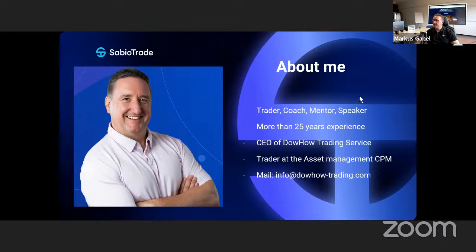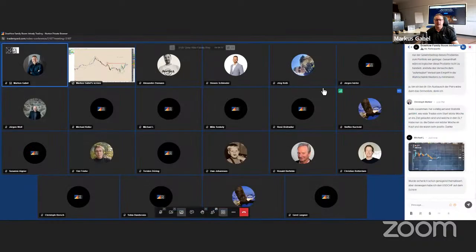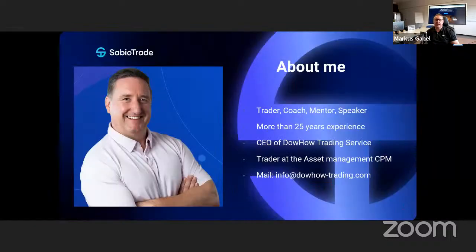I show you, for example, my trading room. So you see, for example, that's my trading room. Actually, 21 people. We have more students, but not everybody can do intraday trading. And here you see my chart, for example, and we do trading every single day together. This is how we make money with SabioTrade.